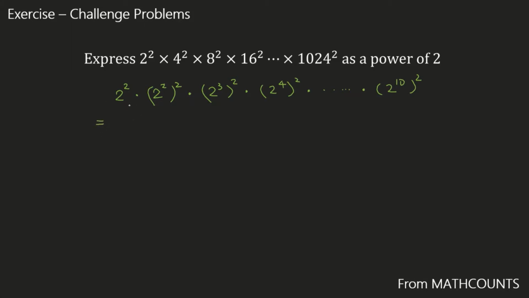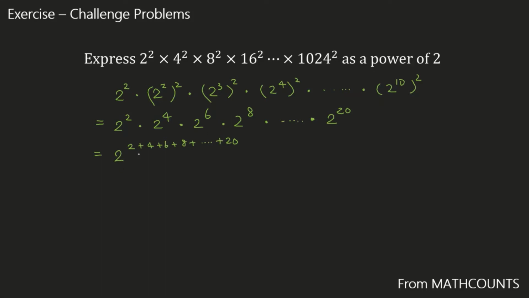So next, let's take off all the parentheses. So it becomes 2 squared multiplied by 2 to the 4th multiplied by 2 to the 6th multiplied by 2 to the 8th, and so on and so forth until the last term, 2 to the 20th. Now all the exponents here are 2-based, so we can combine them together. This becomes 2 raised to the power of 2 plus 4 plus 6 plus 8 plus so on and so forth till the last term, which is 20.